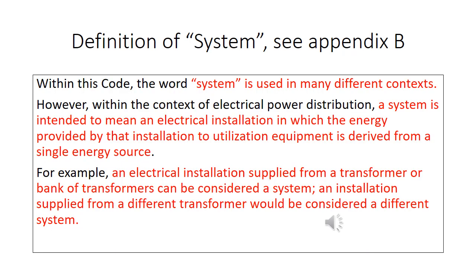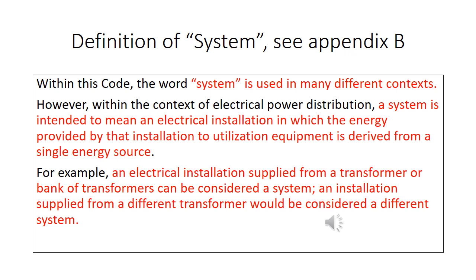Because of different words and definitions used within Section 10, it has become one of the most difficult sections of the code to understand. I thought that a good word to understand is the word system. From Appendix B, Section 0, on page 577, the word system has been further defined. Within the code, the word system is used in many different contexts.